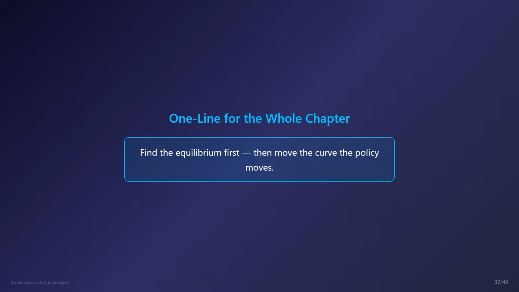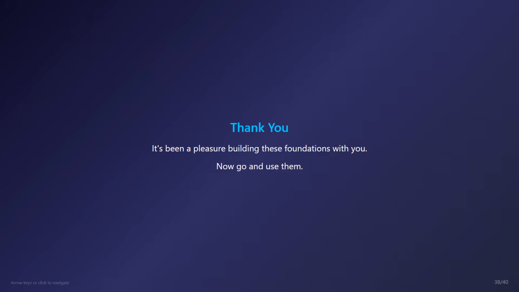Here's the one line for this whole chapter, in fact for the whole course. Find the equilibrium first. Then move the curve that the policy moves, and read the result. Everything else is detail. Thank you for taking this course. It's been a real pleasure to build these foundations with you, lesson by lesson. Now go out and use them on the news, in the shops, and in the exam.